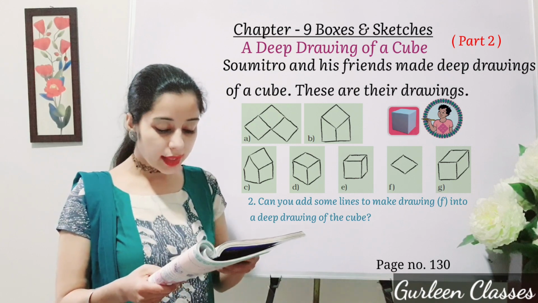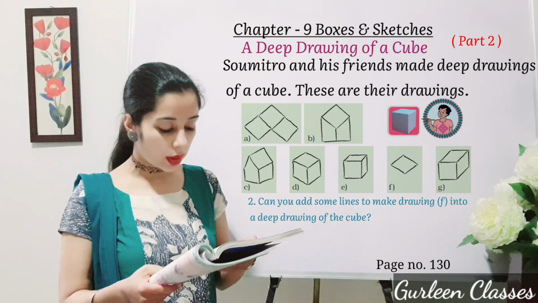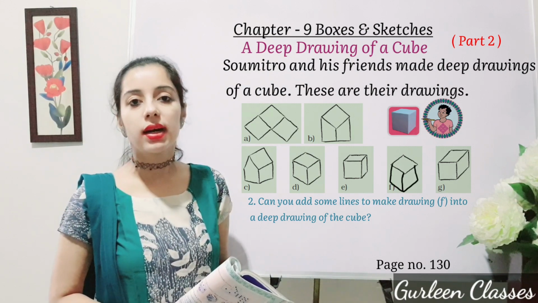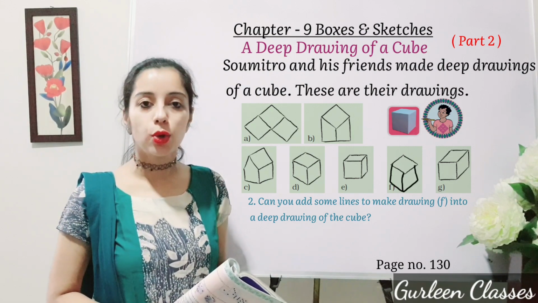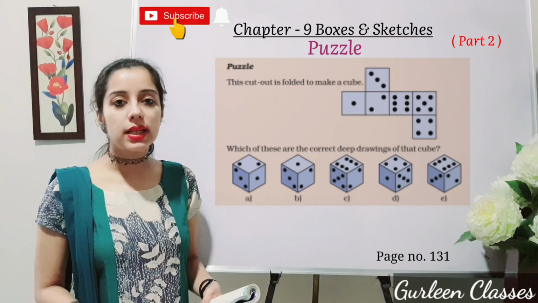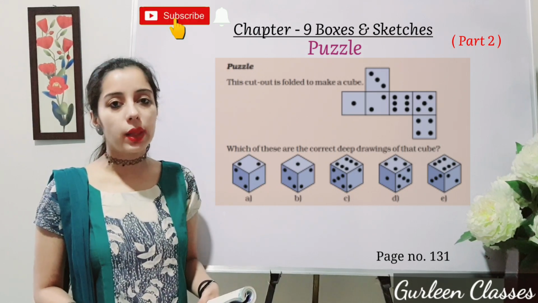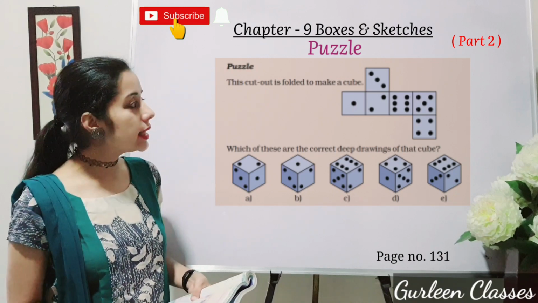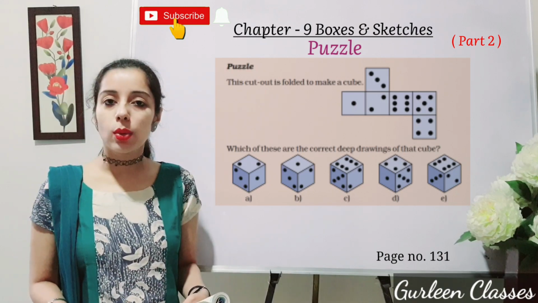Next question. Can you add some lines to make drawing F into a deep drawing of the cube? Yes, we can draw some lines in figure F to make it a cube. So now let us do puzzle given in your book, page number 131. This cutout is folded to make a cube. So you can see this cutout. So this is folded to make a cube.